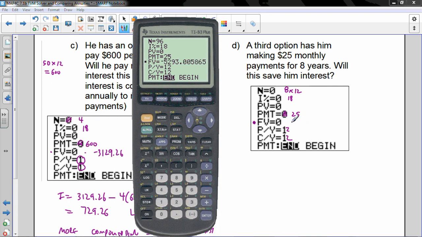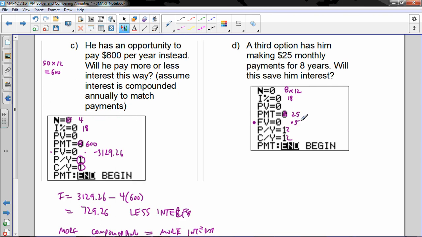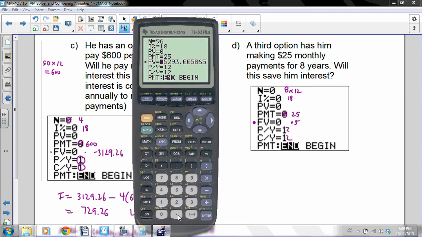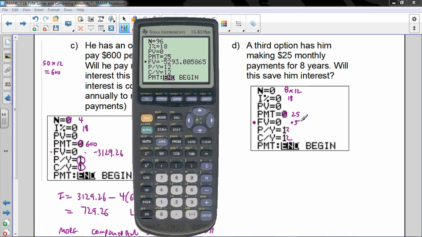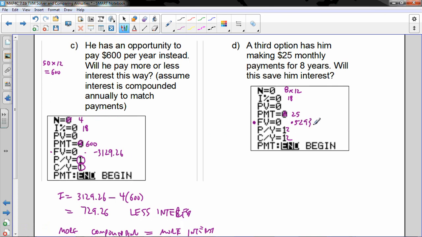5293.20, 5292.93. So again, 5292.93 is, we've got 96 payments of $25. Put that into a calculator, how much interest this is. Almost $3,000. So it's more interest.